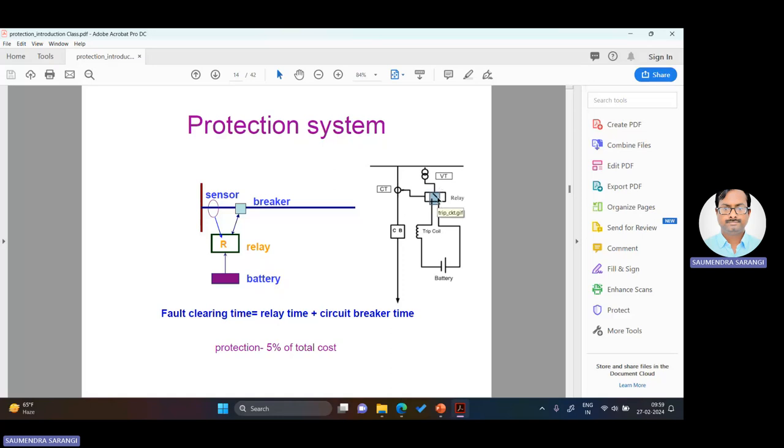When this relay circuit is closed, what will happen? You see a battery, and this is a closed path. So this trip coil will be energized, and this trip coil will open the circuit breaker. So this circuit breaker has to be opened. But how to open it?